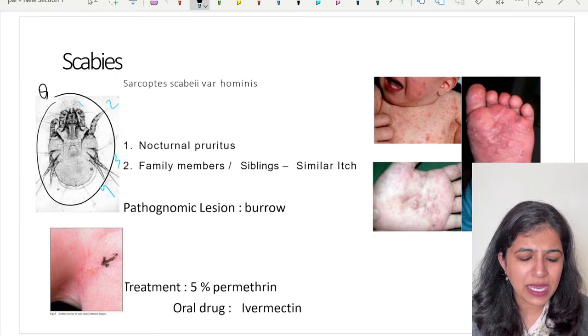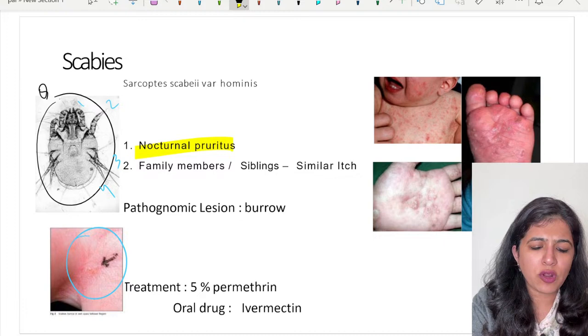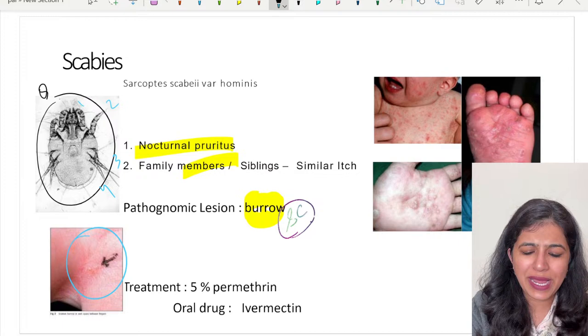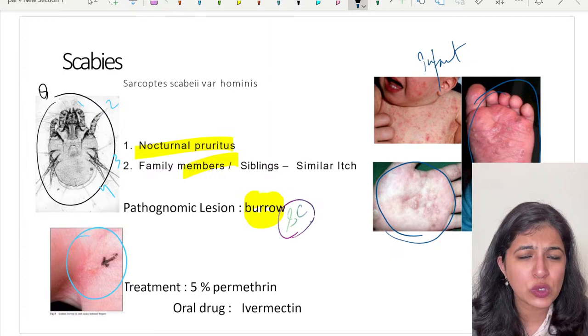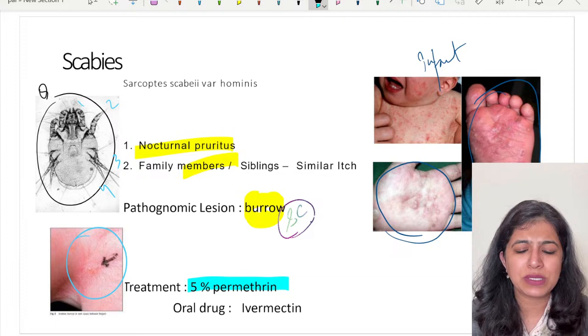Patient will present with itchy lesions all over the body, especially in the finger webs. So this kind of an image can come. Then there may also be a history of nocturnal pruritus, other family members with similar disease. But what is the pathognomonic lesion? It's a burrow, which is a tunnel in which the mite lives, found at the level of stratum corneum. If there is an infant presenting with scabies, we will have vesiculopustular lesions over the palms and the soles. So this is a very typical image-based question with respect to infantile scabies. Whatever is the type of scabies, treatment of choice is 5% permethrin.